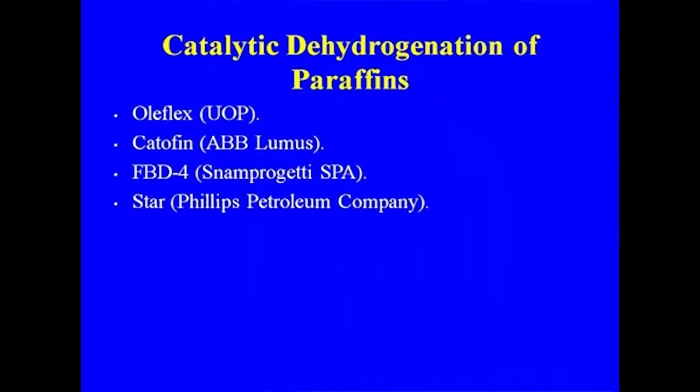These are some of the commercial catalytic dehydrogenation processes for paraffins: Oleflex, Catofin, FBD-4 and the Star Phillips process. These are the major dehydrogenation processes, because here we directly use paraffins. In the refinery we are also making LPG, the propane can be separated and utilized, or the butane can be utilized; there it may be butylene, here it is propylene. So, this is the reason why the importance of catalytic dehydrogenation is there, and more units are coming.